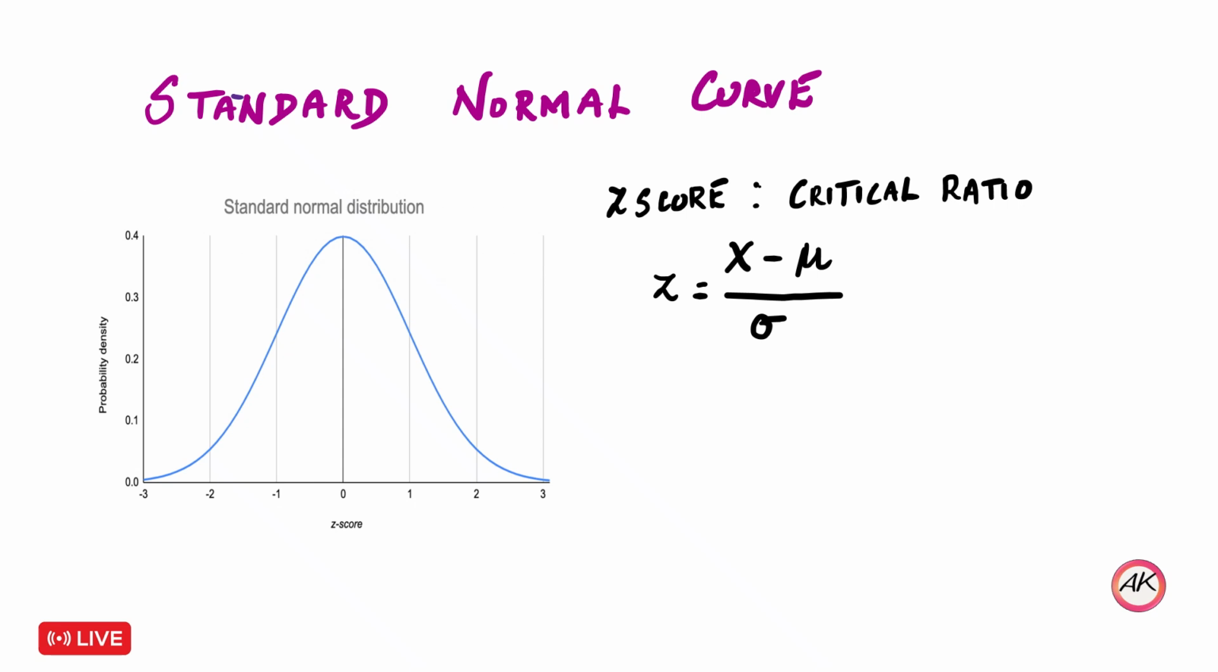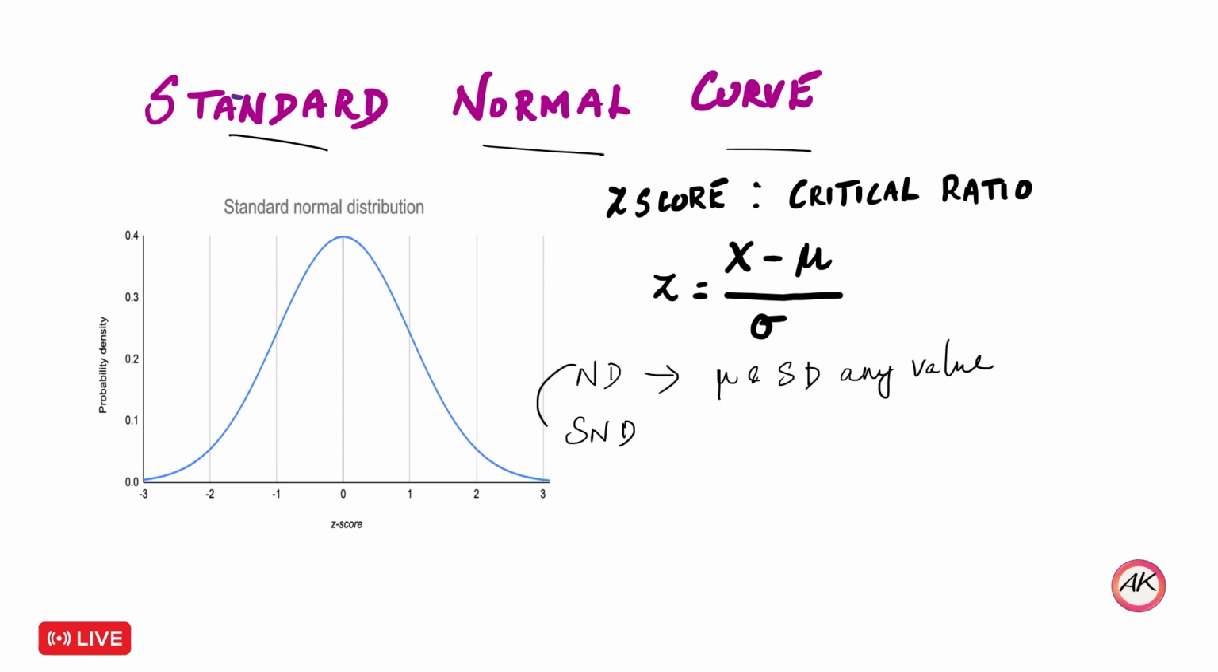Now just a few words about the standard normal curve. So now that you know that a normal distribution can take any value as mean and standard deviation. But if you standardize this normal distribution, it is a standard normal distribution. It will have a fixed mean and standard deviation. Mean is 0 and standard deviation will be equal to 1.